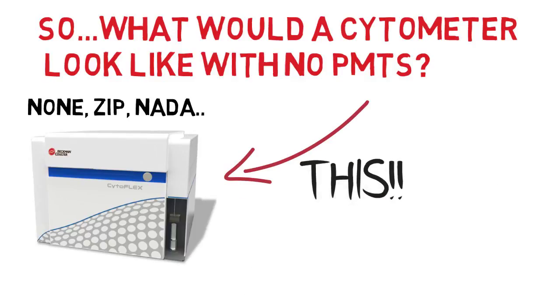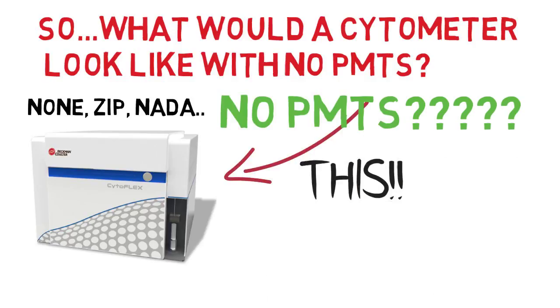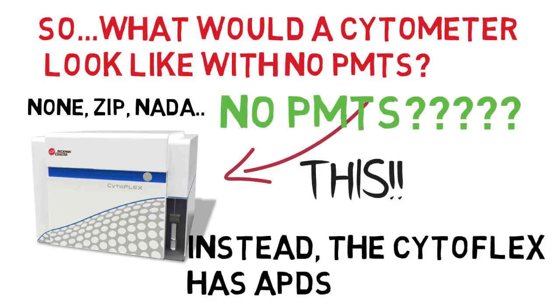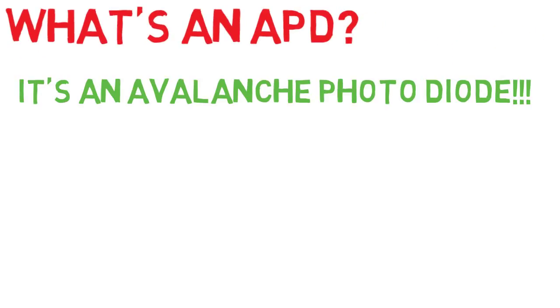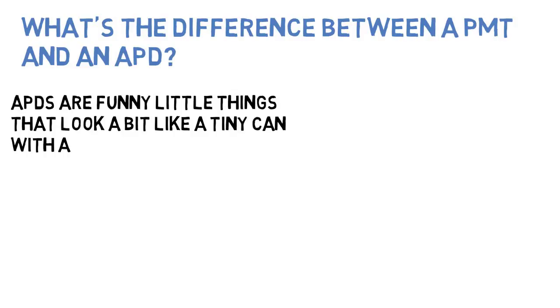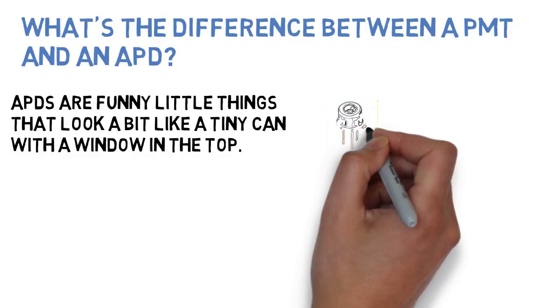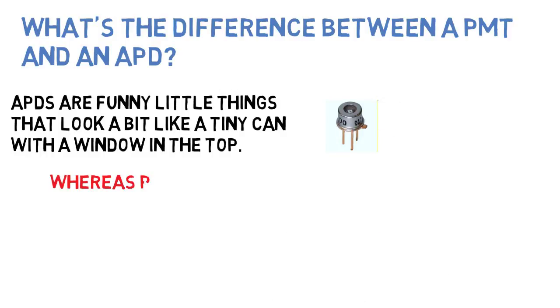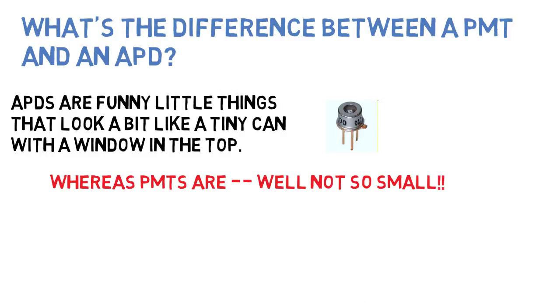Well, there are no PMTs in the CytoFLEX because it has APDs instead. So what's an APD anyway? It's an avalanche photodiode. Well, what's the difference between a PMT and an APD? Well, APDs are funny little things that look a bit like tin cans with a window on the top, whereas PMTs are, well, not so small.